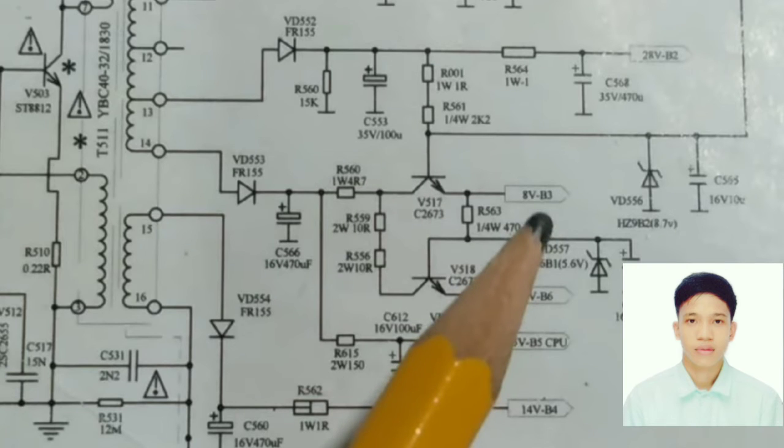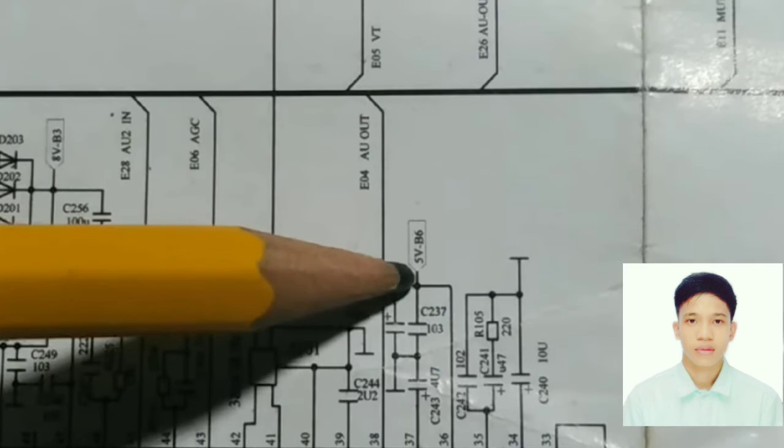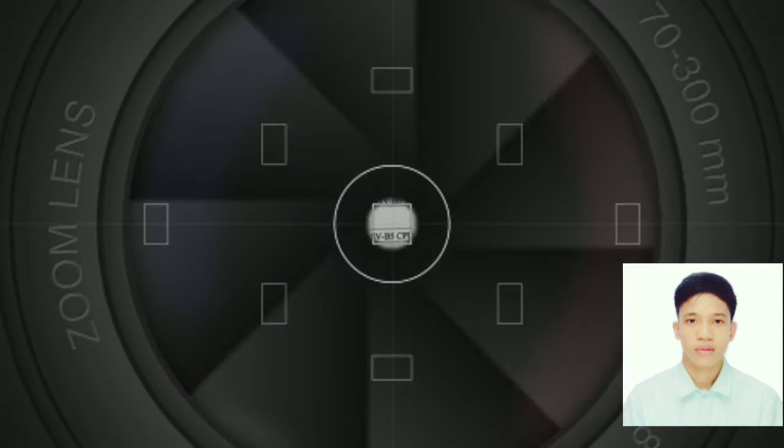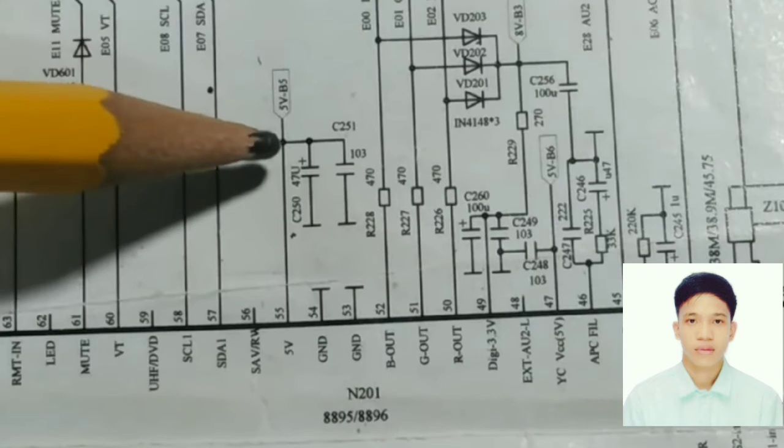This is 8 volts B3, it supplies the chroma. And 5 volts B6, it supplies this portion. While 5 volts B5 CPU, it is supplied from the chroma. And if there is no supply from chroma, that means chroma is dead. So in that case, our TV will no longer power on because there is no 5 volts supply.